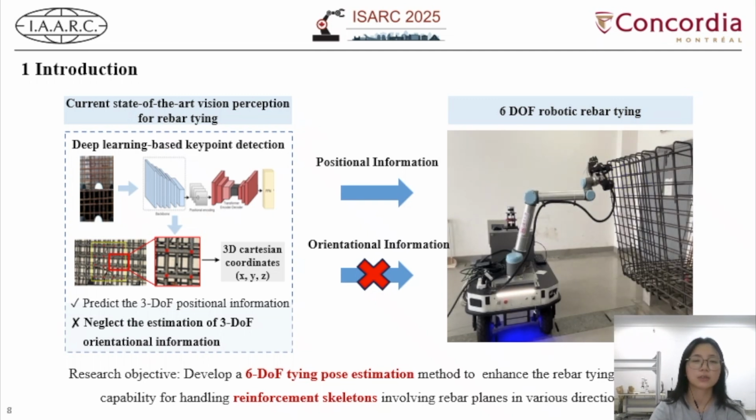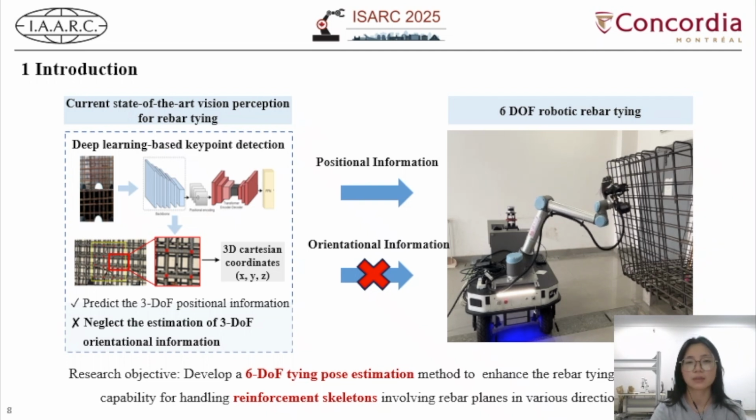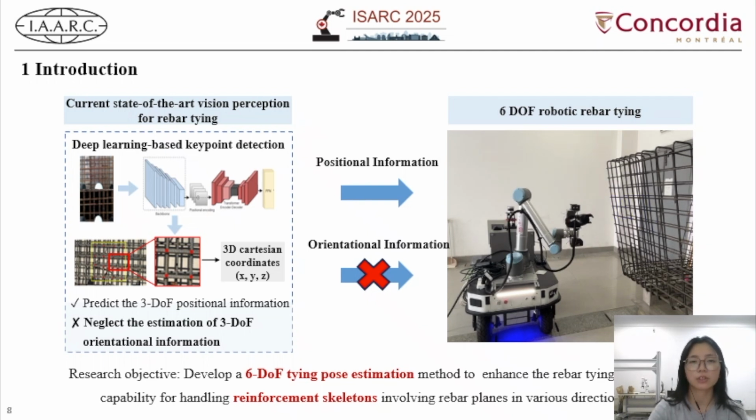Current state-of-the-art vision perception for rebar tying uses deep learning-based keypoint detection, which successfully predicts positional information but completely neglects the orientational information. This creates a critical gap between current capability and the requirements for 6 degrees of freedom robotic rebar tying. Our research objective is to develop a 6 degrees of freedom tying pose estimation method that enhances robotic capability for handling reinforcement skeletons with rebar planes in various directions.